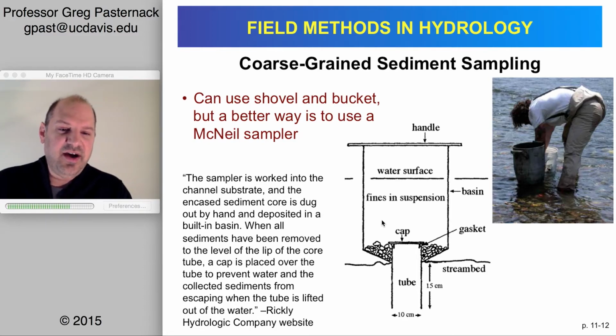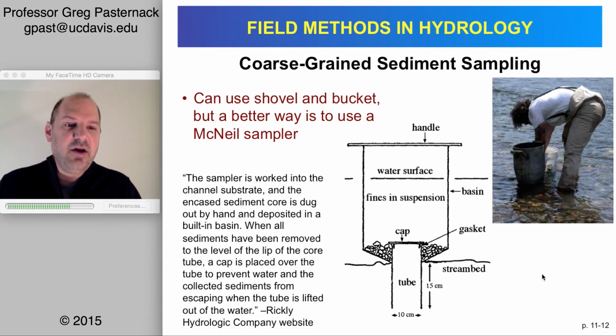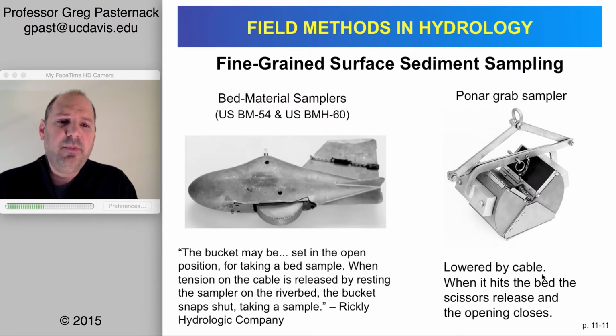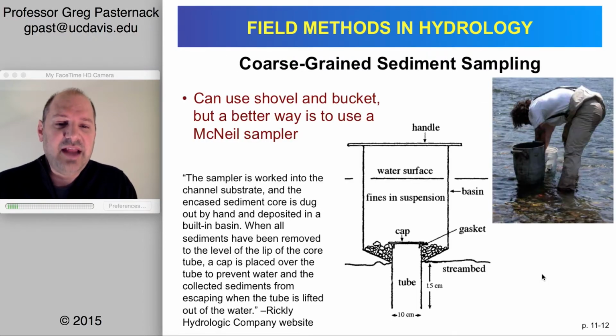And then you can pour that into a bucket or sampling bag or whatever you want. So this is a device that allows you to get very coarse material from a very focused area of the riverbed. Both the McNeil core and Ponar sampler, these bed material samplers, can be used on land too. They're more commonly used in water, but it doesn't have to be that way.